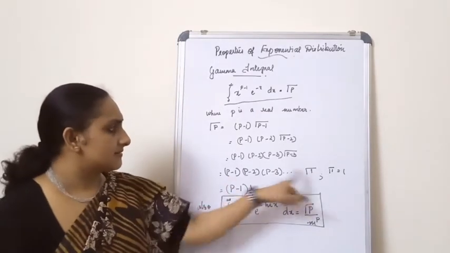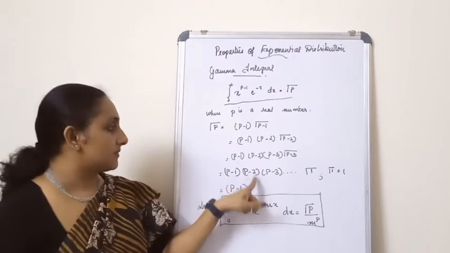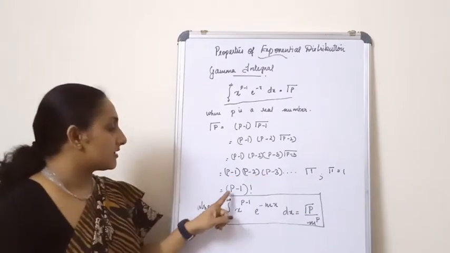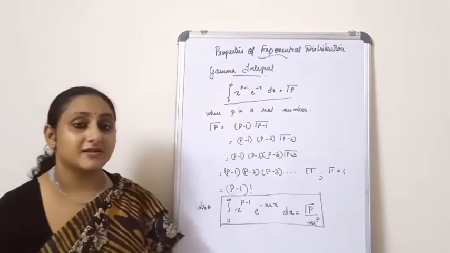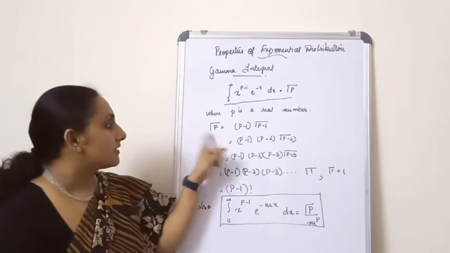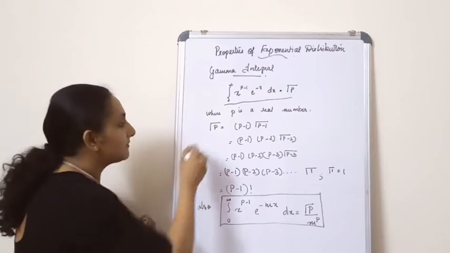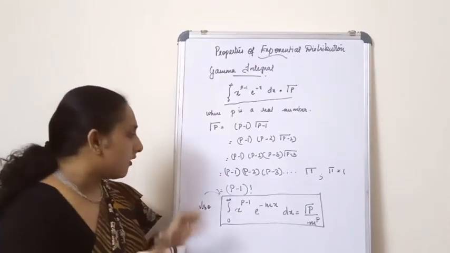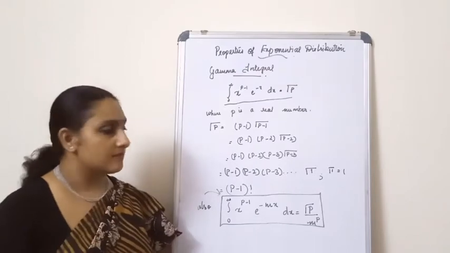Now, what is this whole thing? P minus 1, P minus 2, P minus 3, etc., up to 1. What is that? It is nothing but p minus 1 factorial. So, in short, gamma p is p minus 1 factorial. Now, there is one more result that you have to keep in mind.